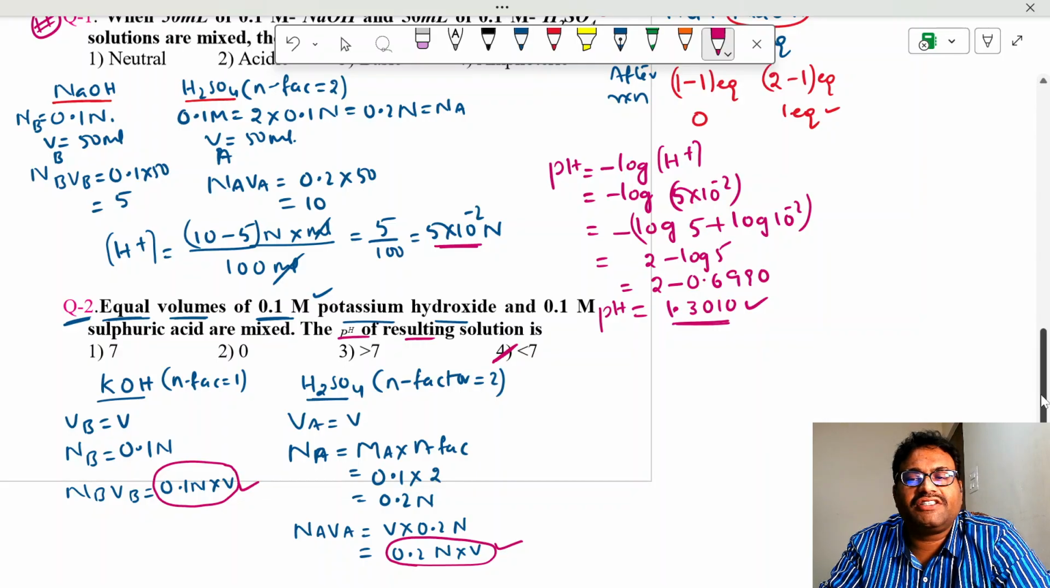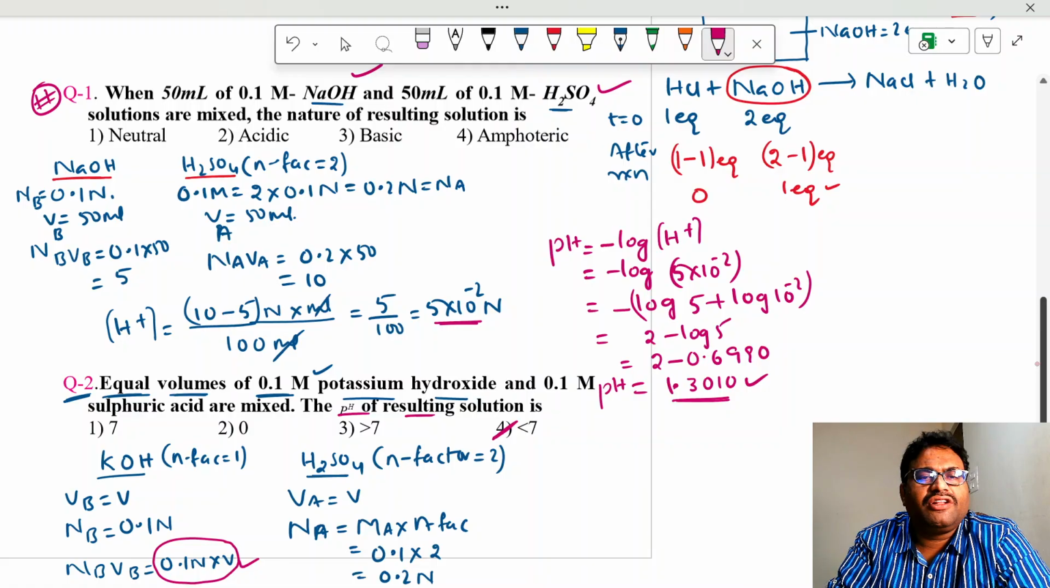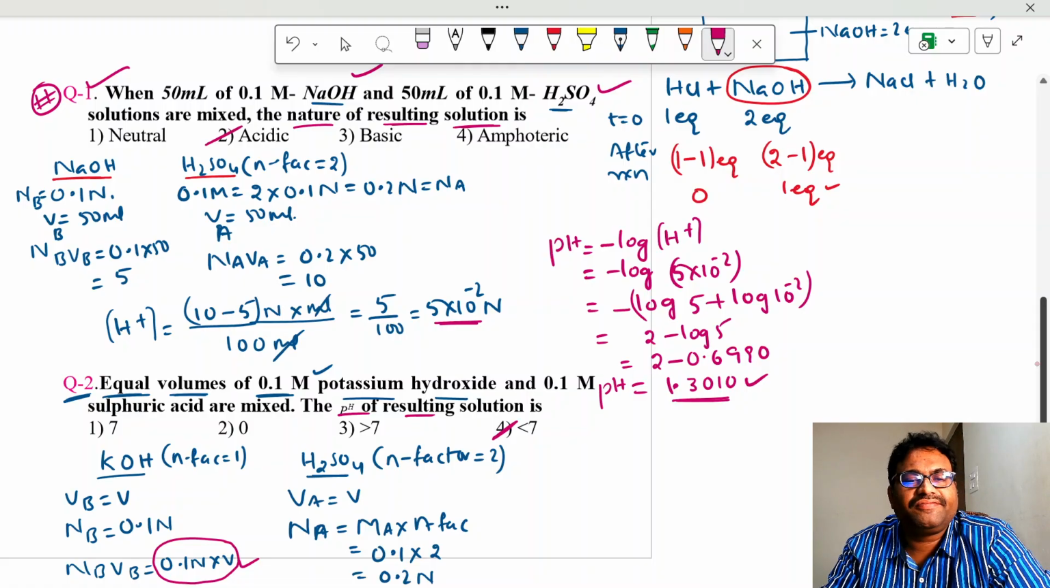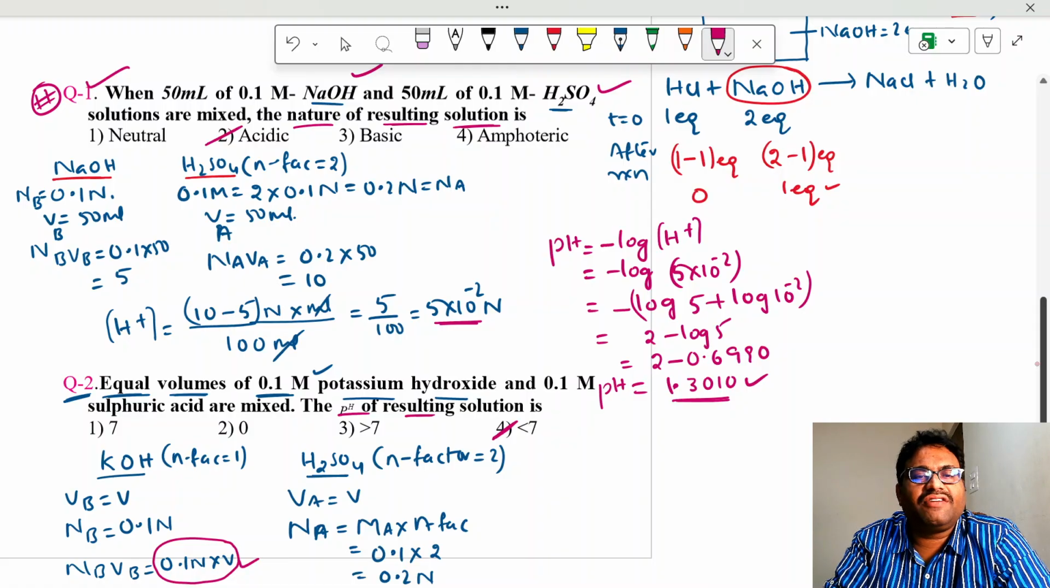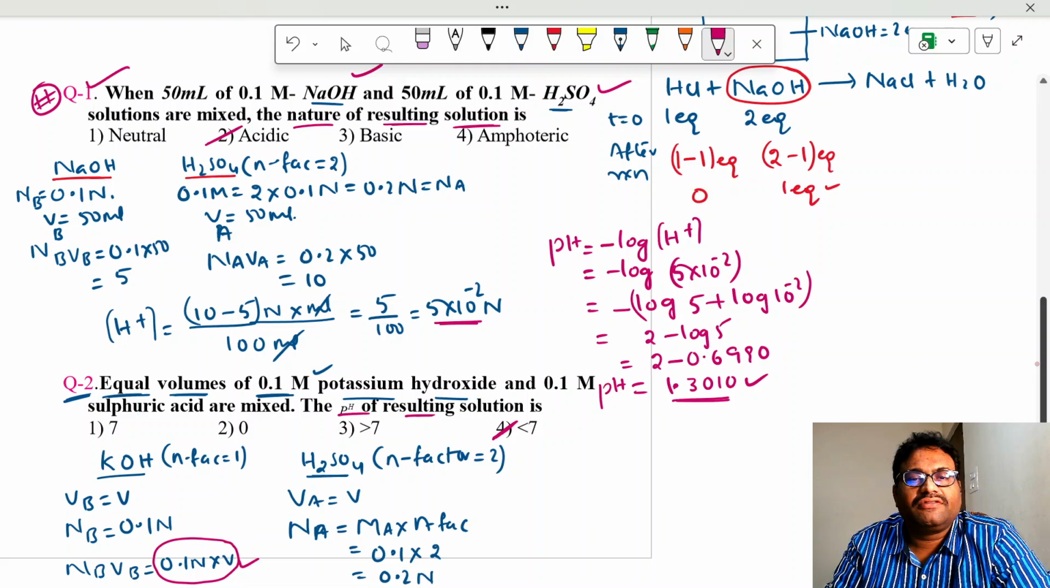Okay, that's the answer. Here also you see the nature of the resulting mixture. In question number 1, you are seeing the nature of the resulting solution will be what? It will be acidic. Are you finding this? Here also the nature of the pH of the resulting solution is asked. So if the mixture is acidic, automatically the pH will be less than 7.